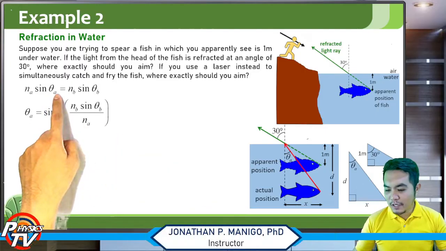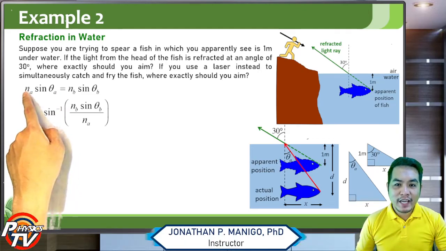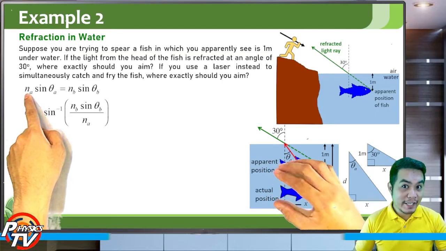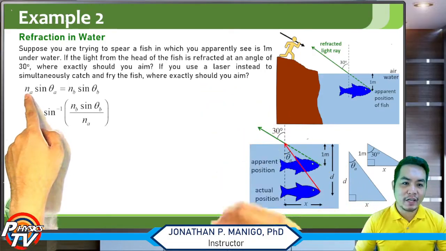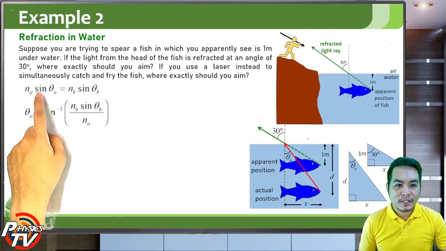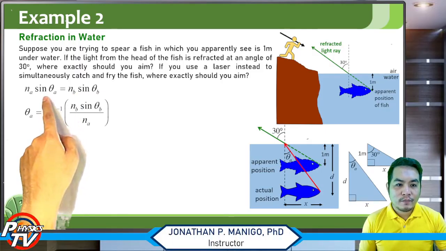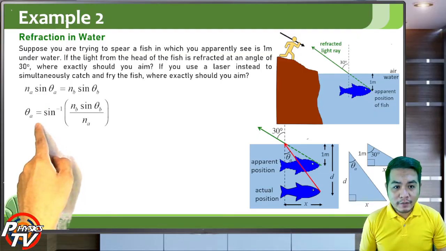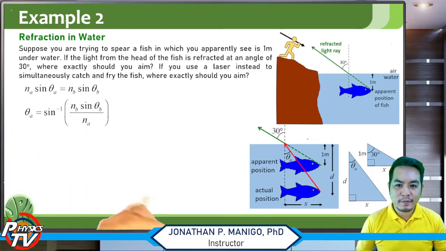From Snell's law, we can solve for the angle of incidence. We are given n_A. n_A is water. The incident, incoming light ray is coming from the water towards the air. So this is water. n_B is air. So we manipulate the equation and solve for theta A: sine inverse of n_B sine theta B over n_A. That's just a simple manipulation of the equation.